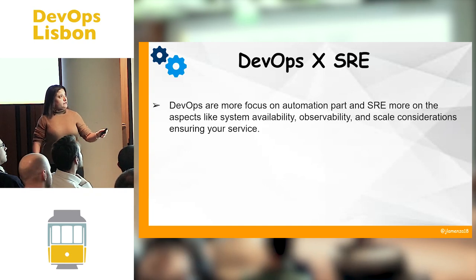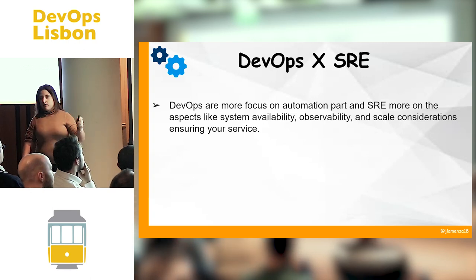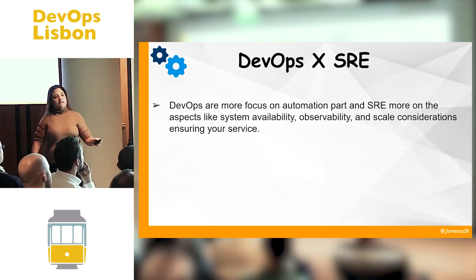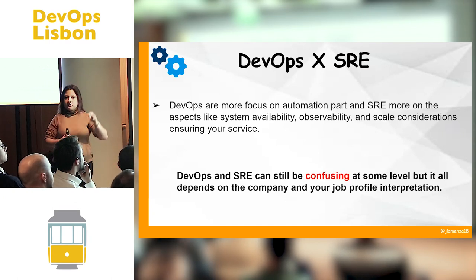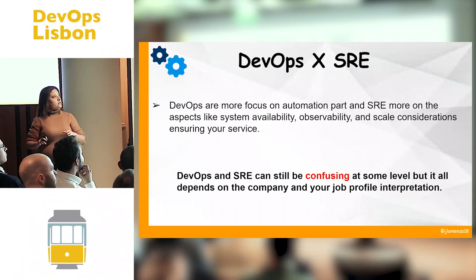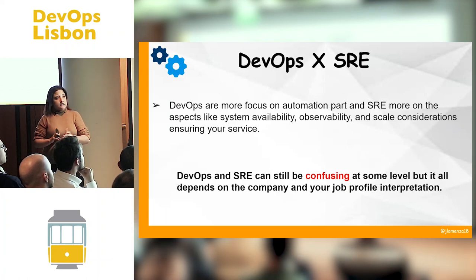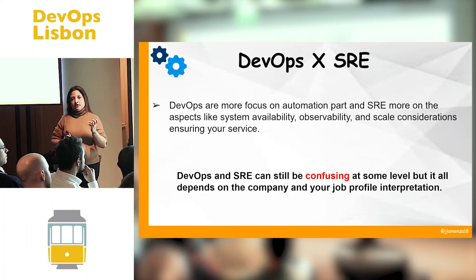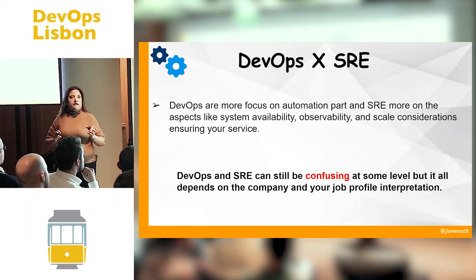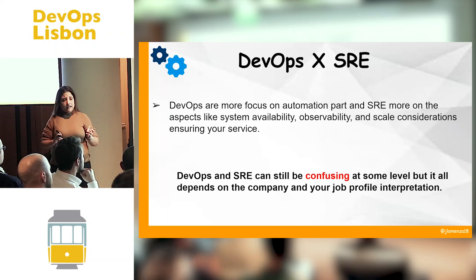But why am I saying here that DevOps is more automation if SRE can have automation as well? It's not really written in stone, like, oh, DevOps just does automation, SRE is more system availability. It's correct, they are like this, but it can still be confusing, and this is something that your own organization will say for you, and your profile as well. You can be DevOps and SRE, and it's okay.